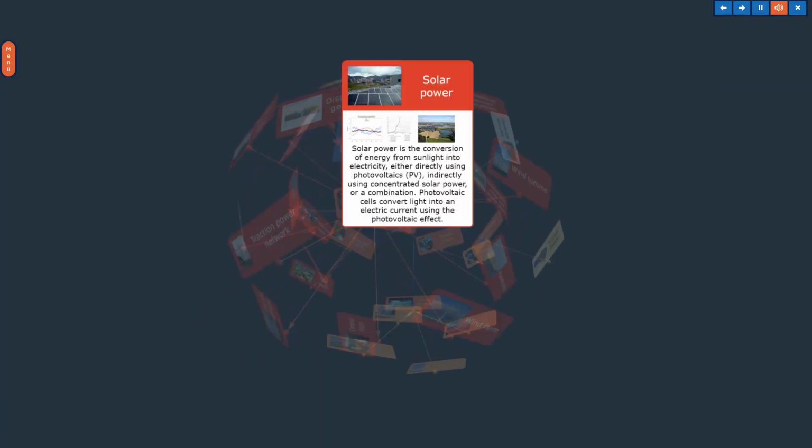Solar power. Solar power is the conversion of energy from sunlight into electricity, either directly using photovoltaics (PV), indirectly using concentrated solar power, or a combination. Photovoltaic cells convert light into an electric current using the photovoltaic effect.